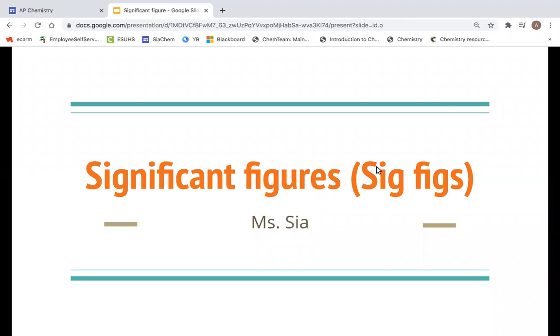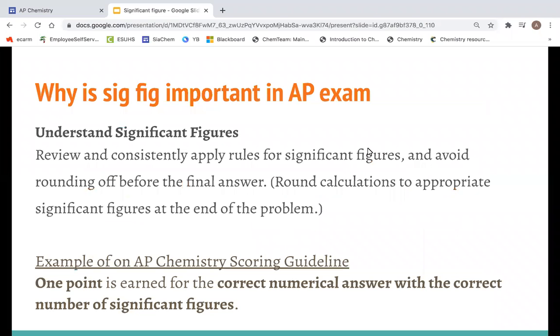Okay, we're gonna learn significant figures in this lesson. Significant figures are important in the AP exam because you need to review and consistently apply the rules for significant figures and avoid rounding off before the final answers, right? This is according to the AP exams: round the calculation to the appropriate significant figures at the end of the problem, and it is important.